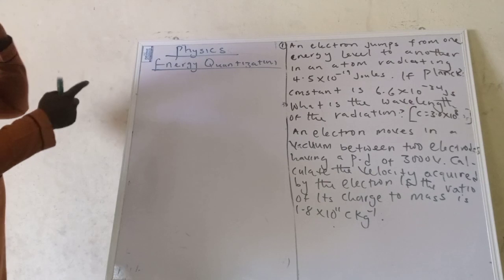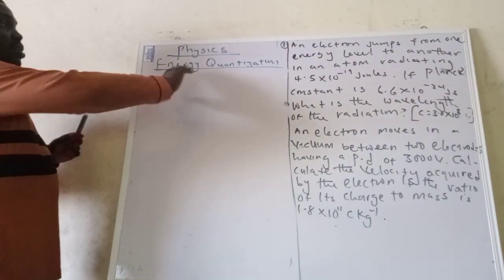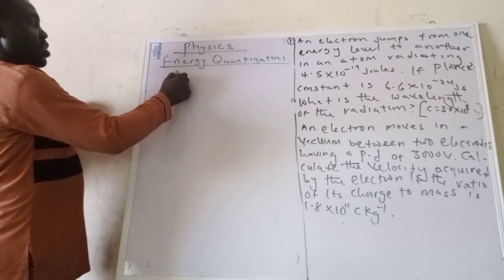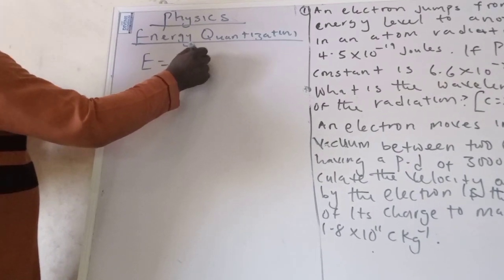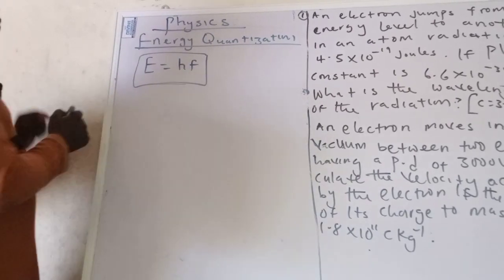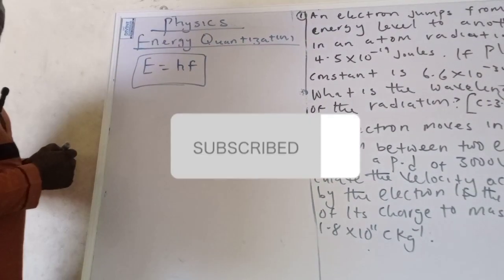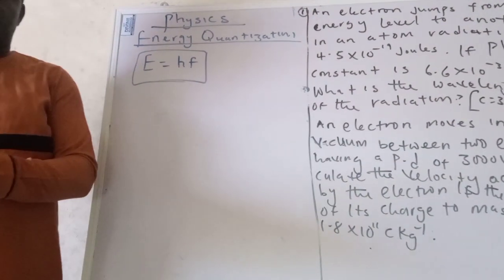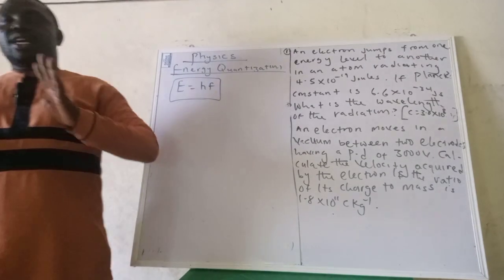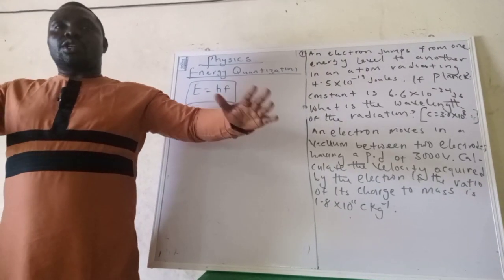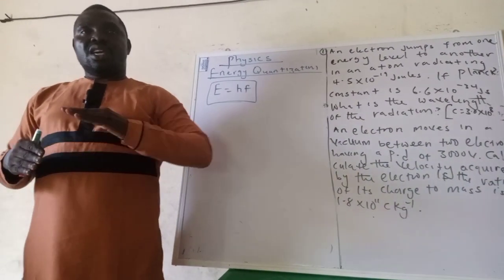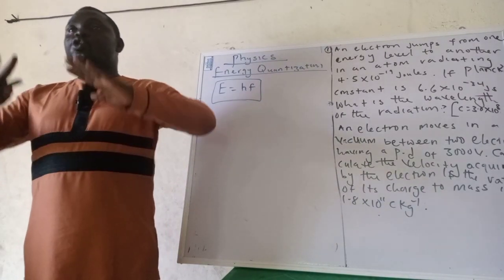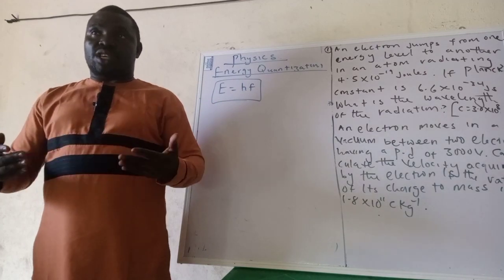Let's quickly look at this now. The energy of the photons is actually given as this. But before I start with this, it's important I talk about ground state and excited state. Please listen very well. The ground state, according to Bohr, is the most stable state of the atom. So the atom will prefer to be in that ground state.